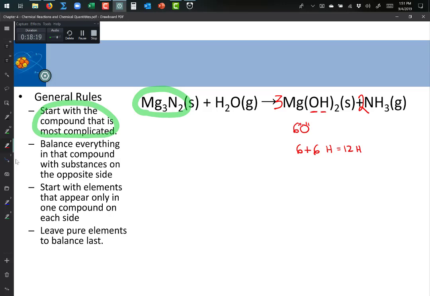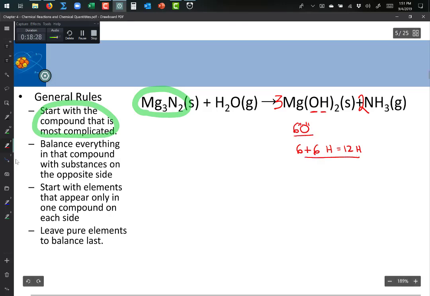So how many waters do I need? You see how many oxygens? So the way I'm going to balance these guys, if there's only one thing left, it has to all be balanced by that. So how many oxygens are on the right? So how many do I need on the left? So what do I have to multiply by? There we go. Just like that.